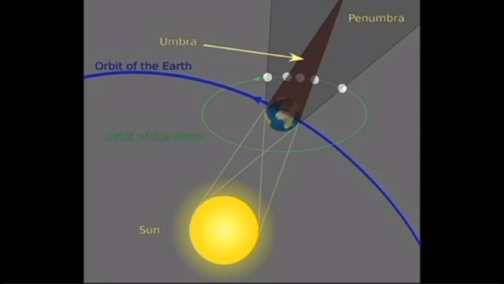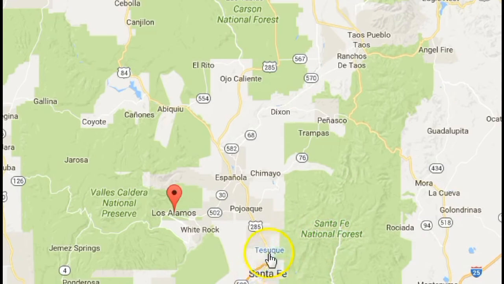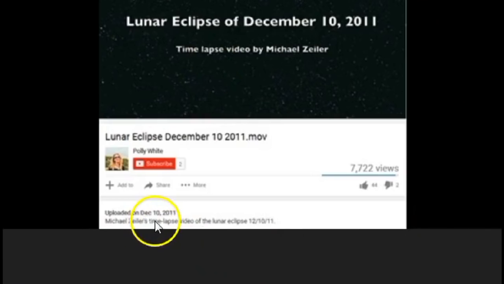Now, let's look at this video. Actually, I have two videos that I want to show, recorded the same day from two separate locations, two different states. One from New Mexico and another from Illinois. First off, let's take a look at the footage right here from just north of Santa Fe, New Mexico, looking towards Los Alamos. For a better perspective, let's take a look here at the map. Again, just for reference, this is the angle you're looking at right here. And as you can see, the upload date was December 10th, 2011.